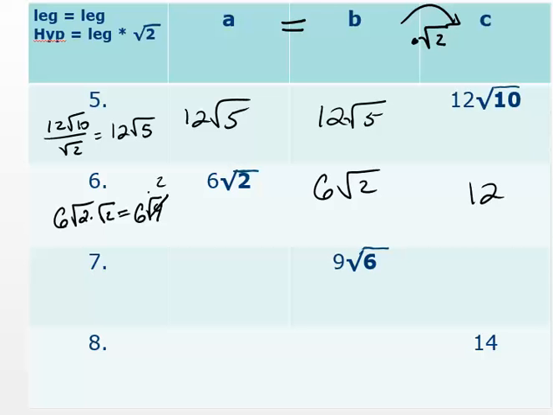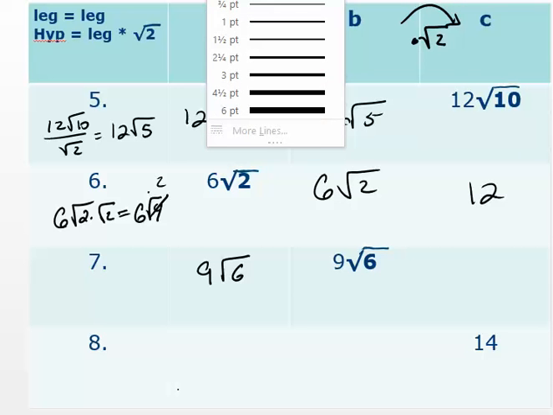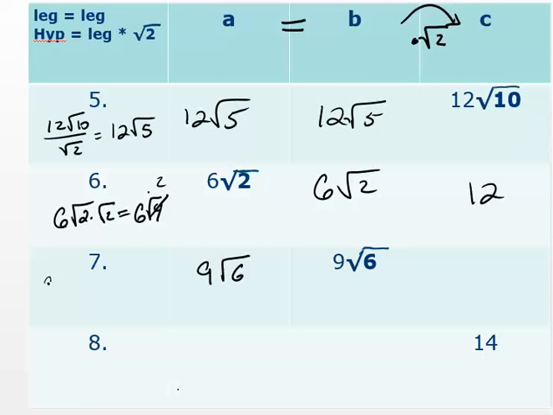Number 7, if one of the legs, B, is 9 rad 6, the other leg is congruent, so it's also 9 rad 6. To find the length of the hypotenuse, we're going to take our 9 rad 6 and multiply by rad 2. So 9 rad 6 times rad 2, so we have 9 rad 12. 12 will break apart, so we need to do our factor tree. 12 is 4 and 3. 4 breaks to 2 and 2. So we have a pair of 2s and a lonely 3.